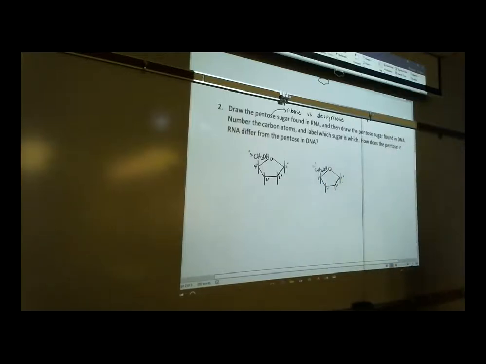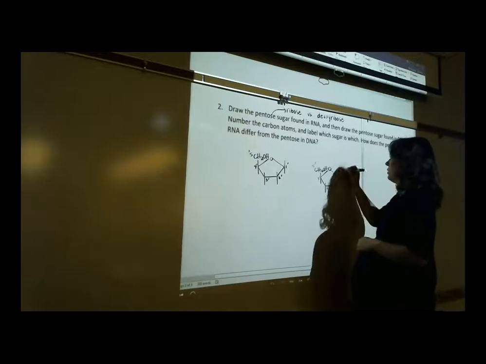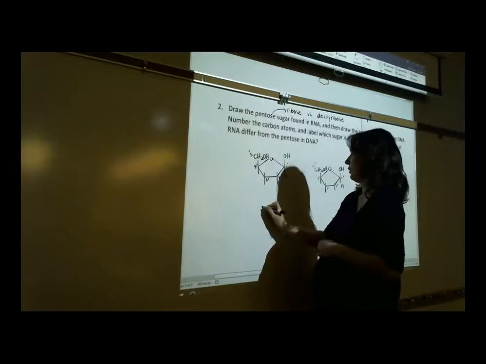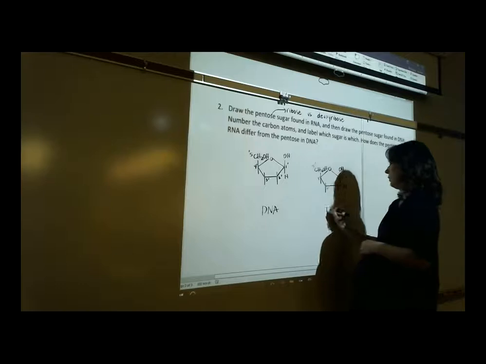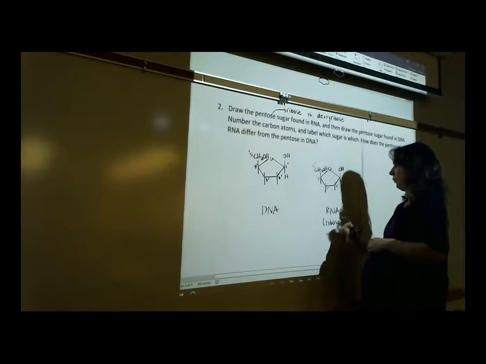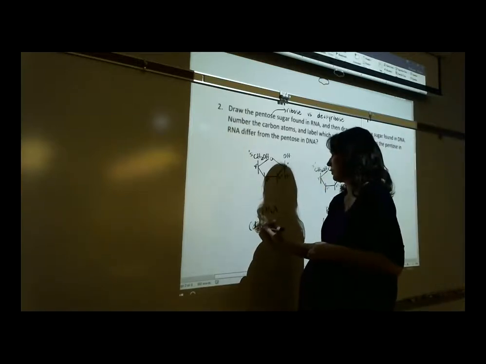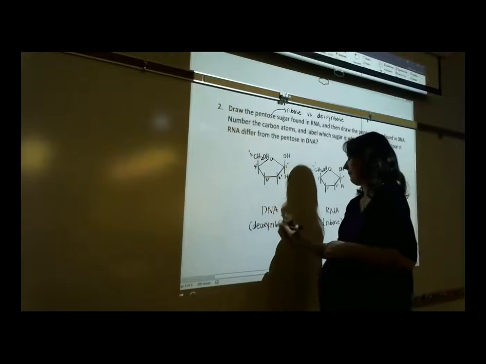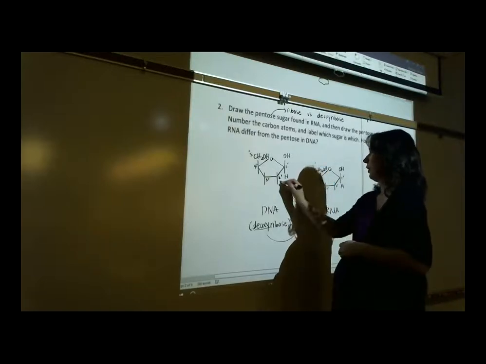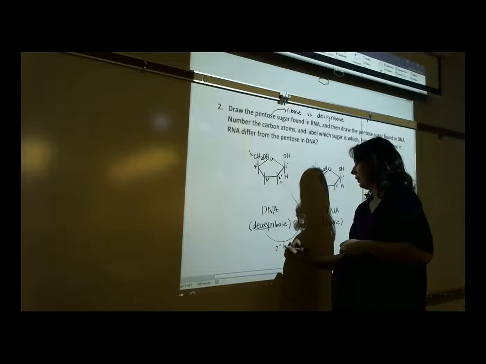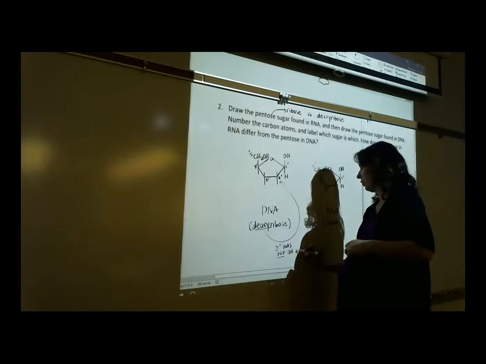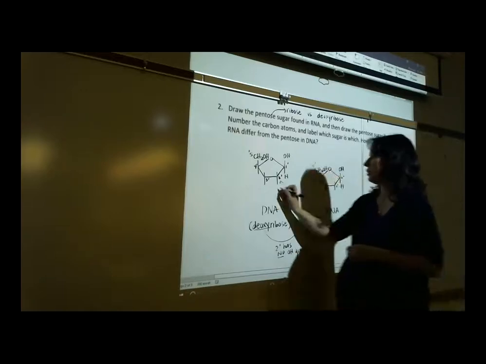Okay, they're both in the beta configuration. So they're both like this. Let's just distinguish this one as being DNA. This one is RNA. So this is just ribose, regular old ribose, whereas this is deoxyribose. And what makes it deoxy is that carbon number 2 has no OH group. Okay, it's just 2 hydrogens.